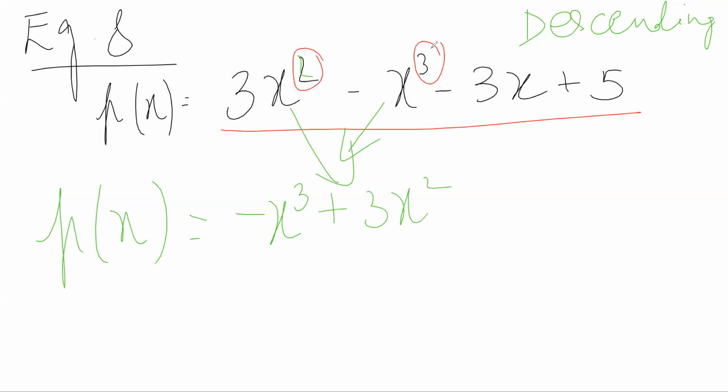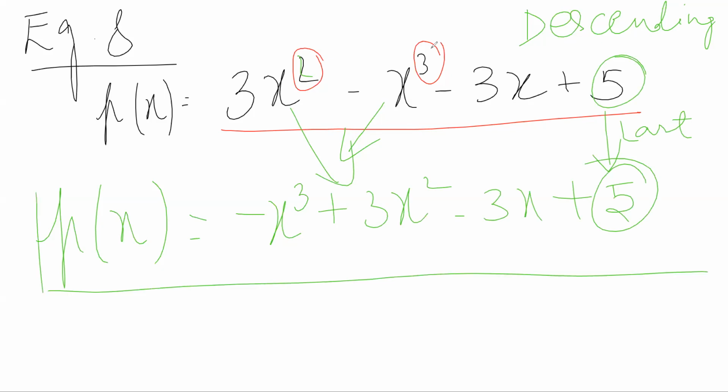Then it is obviously minus 3x and 5. Always constant comes in last. 5 is a constant of this polynomial. So this is the rearranged P of X. What I have written in green is the rearranged P of X.